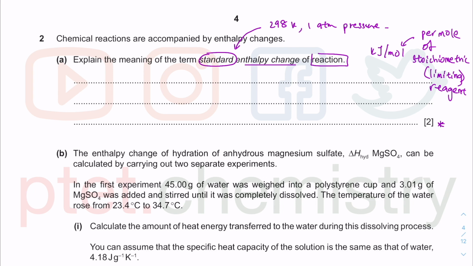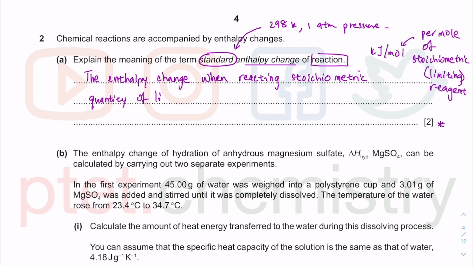So what can we say here? So it is the enthalpy change when, what can I say, when reacting stoichiometric quantity. So there could be more than 1 definition for this, really. I'm just talking about per mole of what, right? When reacting stoichiometric quantity of limiting reactant or limiting reagent, the one that completely gets used up under standard conditions.